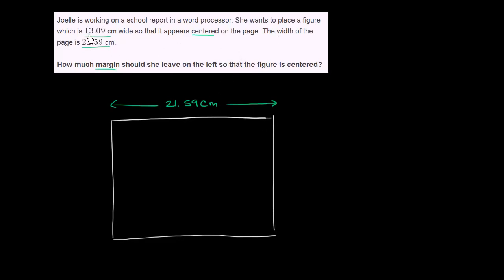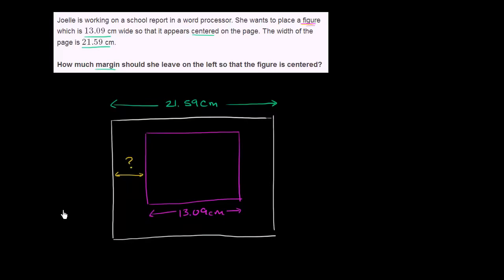And then she wants to place a figure that is 13.09 centimeters wide in the center of the page. So the figure I'll do in magenta. No, that's not magenta. The figure is 13.09 centimeters. So let's say that this is the figure right over here. So this is the figure that she wants to place in the middle of the page. So this is 13.09 centimeters. So the question is, how much margin should she leave on the left so that the figure is centered? So they're really asking, what should this distance be here so that the figure is centered?